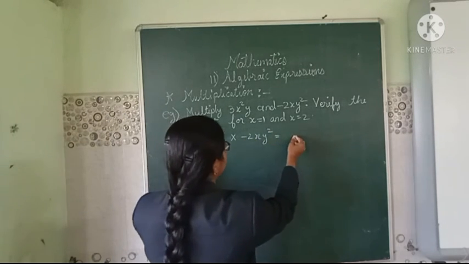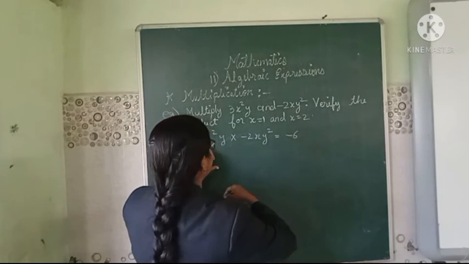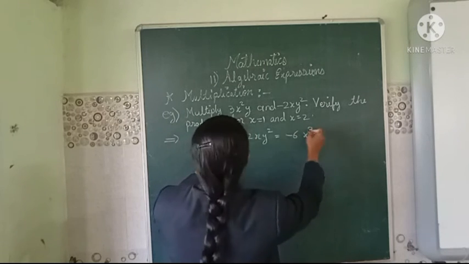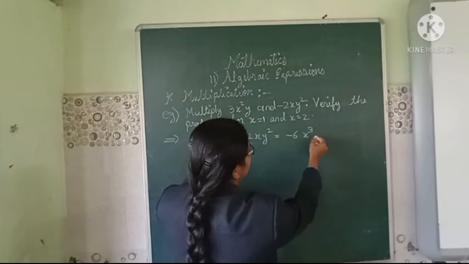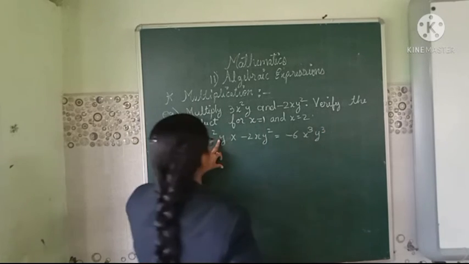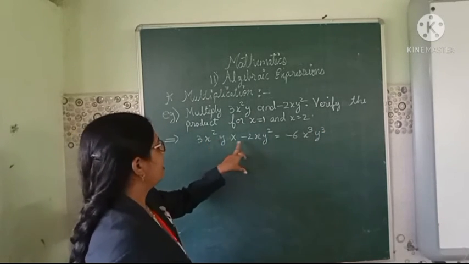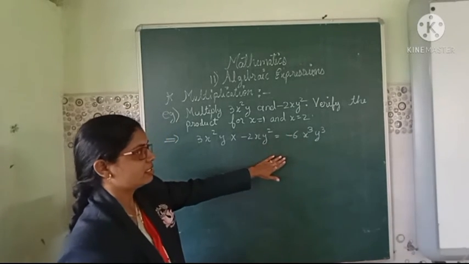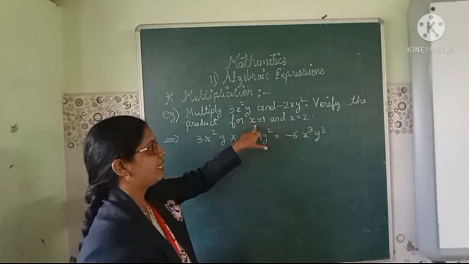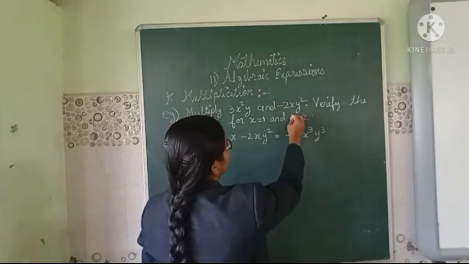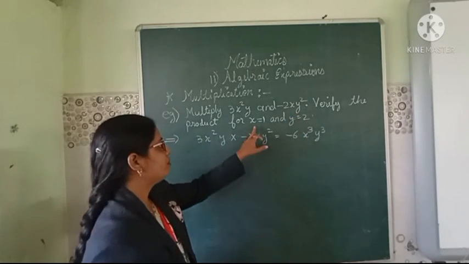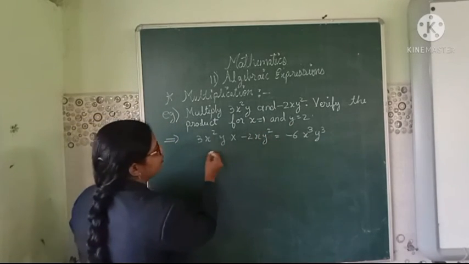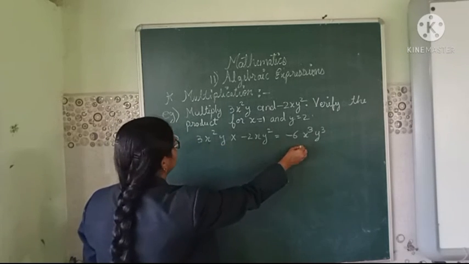3 2s are 6, negative sign will be as it is. X square into x is x cube. Then y multiplied by y square will be y cube. Okay, so negative 6x cube y cube is the answer of this. Now we have to put the value of x as well as y. So this is y. Okay. So we have to put the value of x as well as y here. So x and y value we will put now in this also and this also.